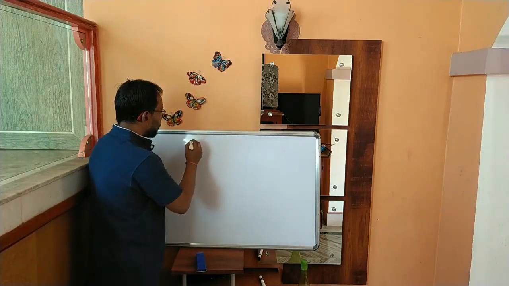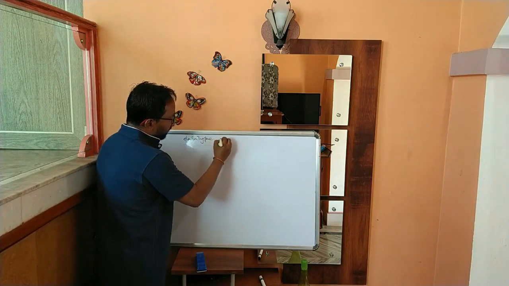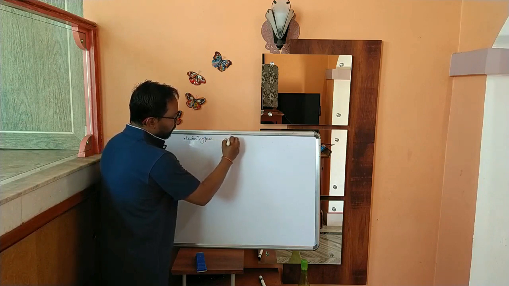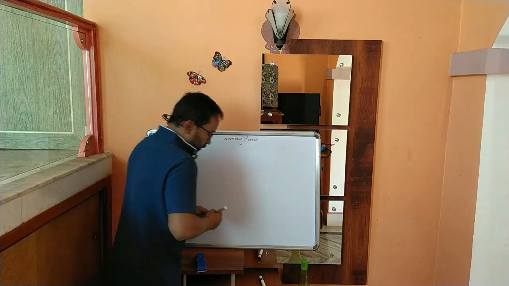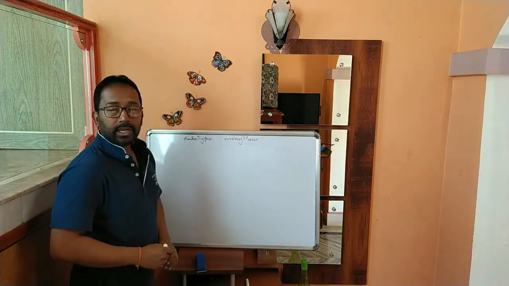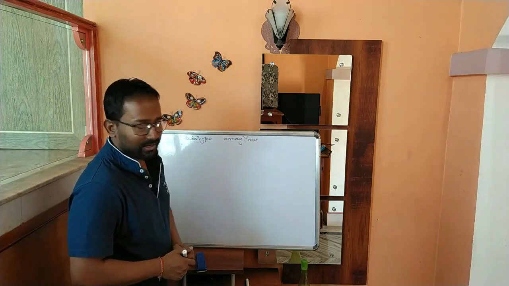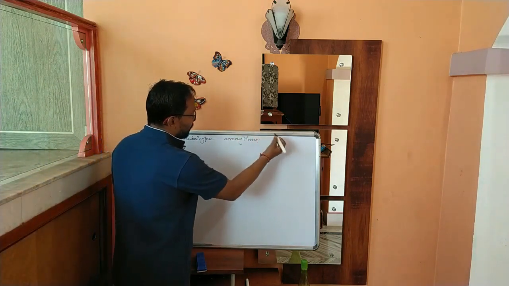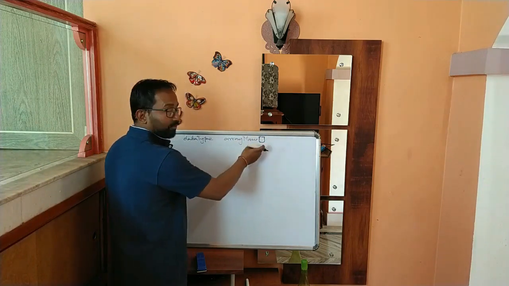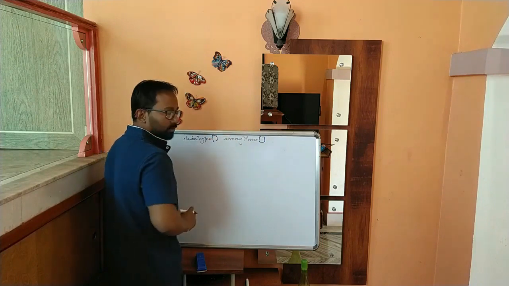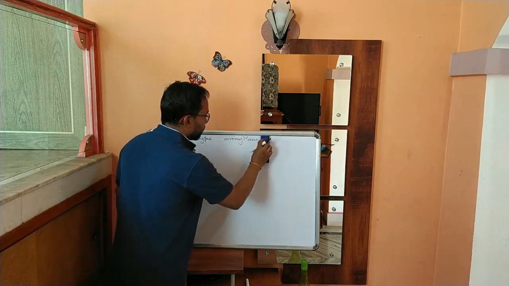So the array declaration statement is: data type, space, array name. But this is the syntax to declare a variable. We are talking about array. So how to make this variable an array? Only by giving square brackets either after the array name or after the data type. Either here or here, not in both places.